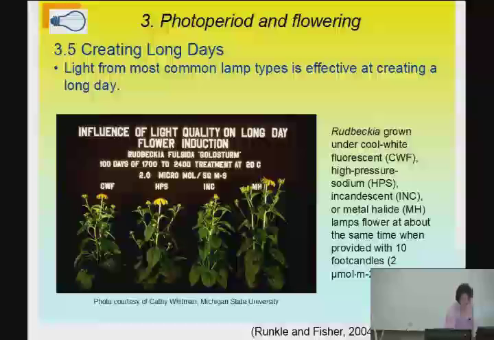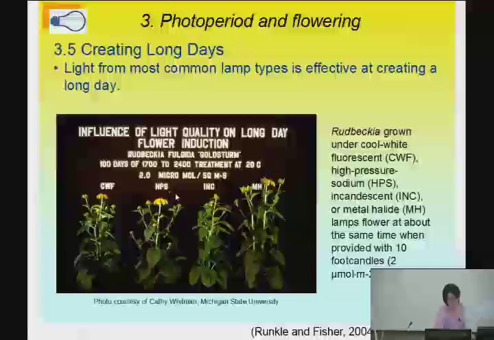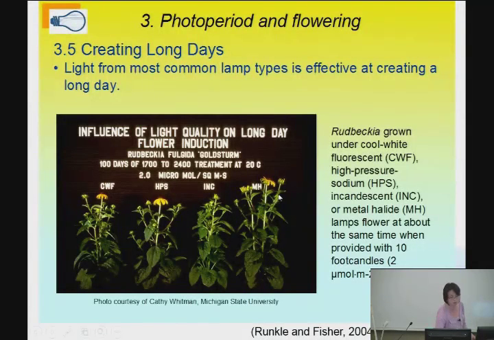Again, Michigan State did a lot of work on the light quality for photoperiodic response, and several years ago they tested several species and several different lighting types: cool white, compact fluorescent lamps, high pressure sodium, incandescent, and metal halide. We review the artificial or electric lighting technology in a later class lecture, but anyway, those are the four major lighting technologies they tested.